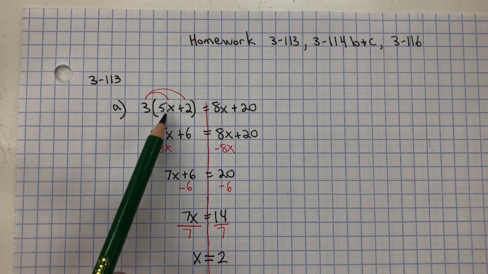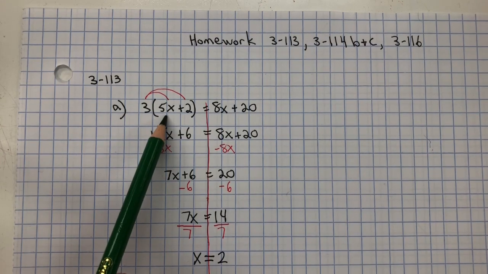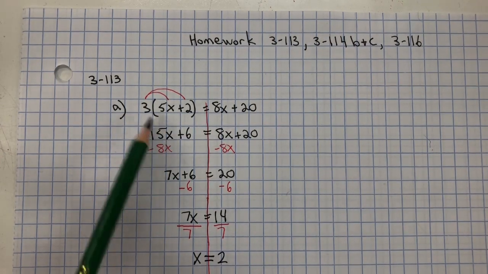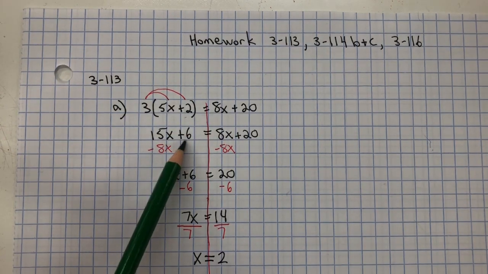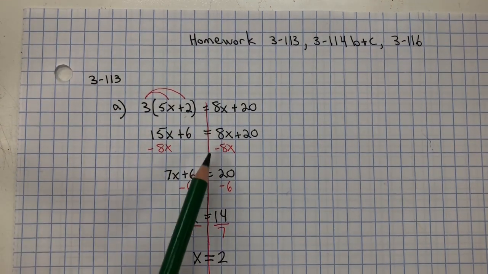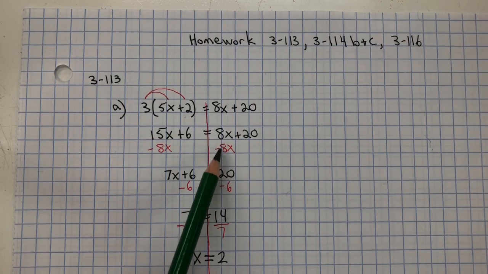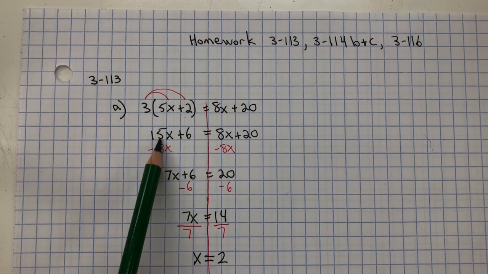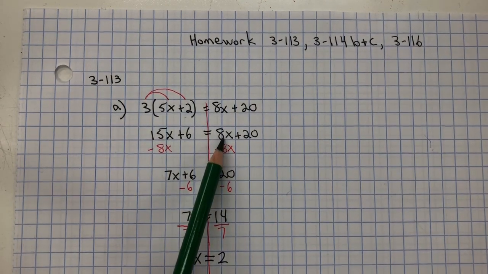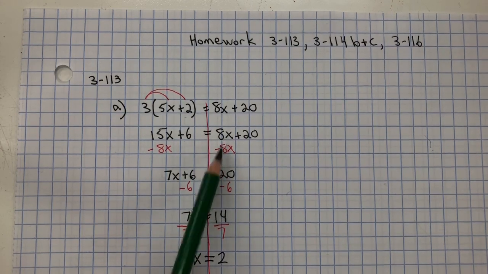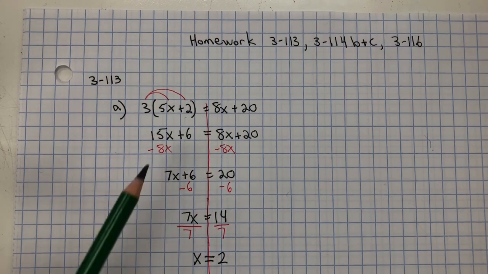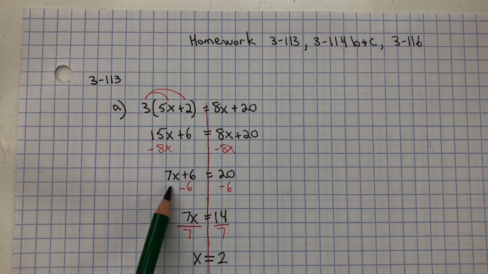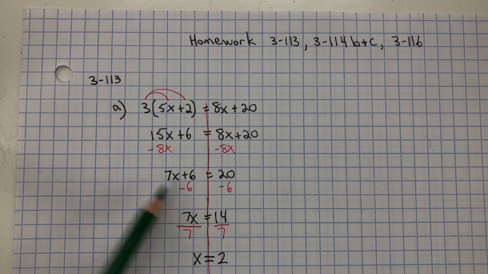3 multiplied by the first term, 5x, is 15x. 3 multiplied by a positive 2 is positive 6. Now we want to move the variable to the side that's the greatest. There's 15x's on the left, 8x's on the right. So we're going to do the inverse property of addition, which is subtraction. Subtract 8x from both sides, and we get 7x plus 6 equals 20.